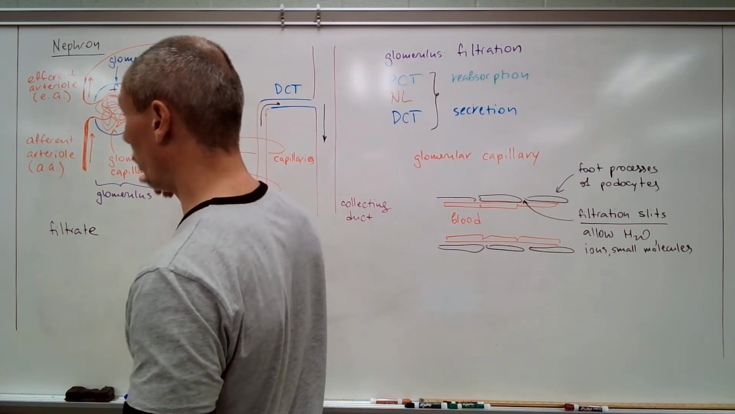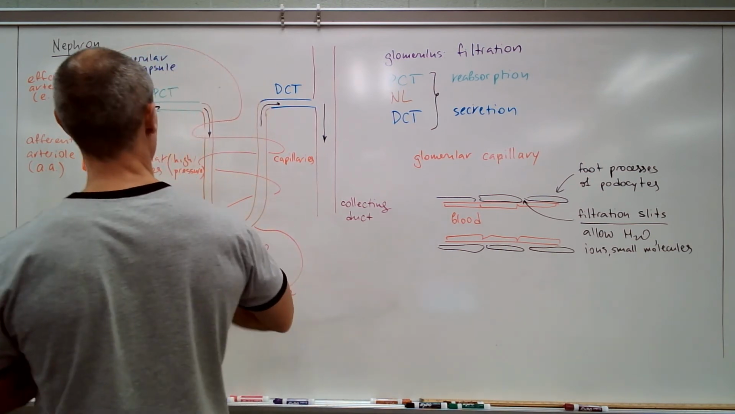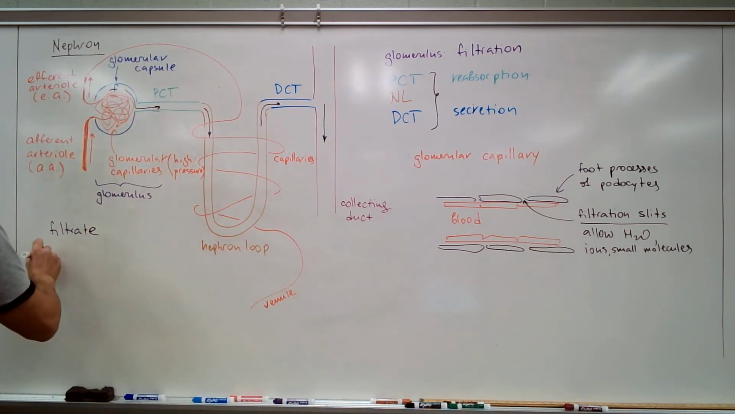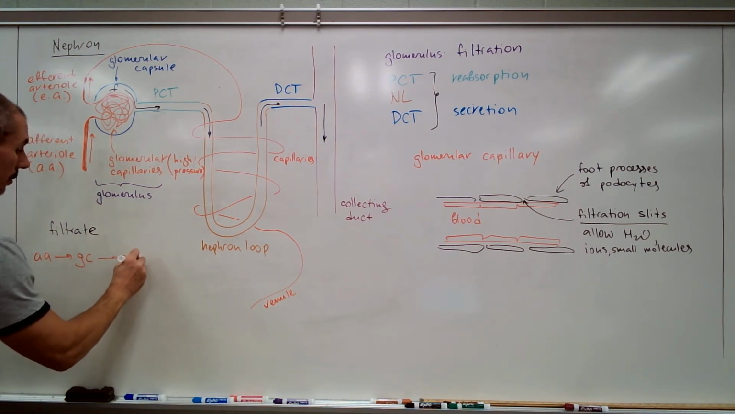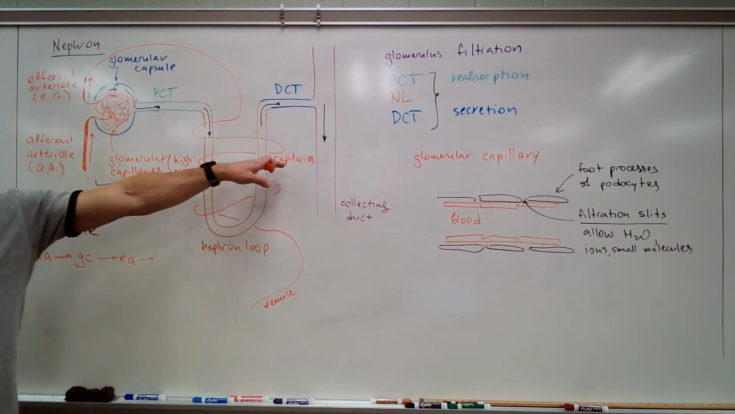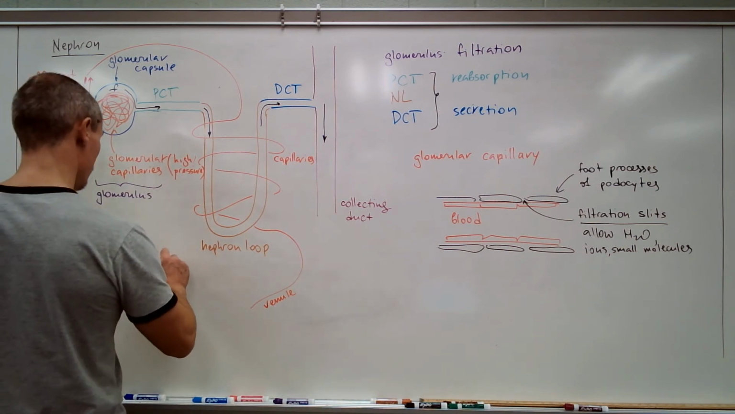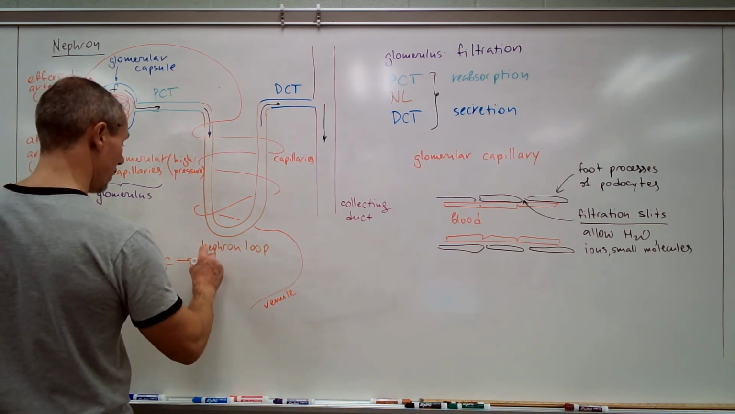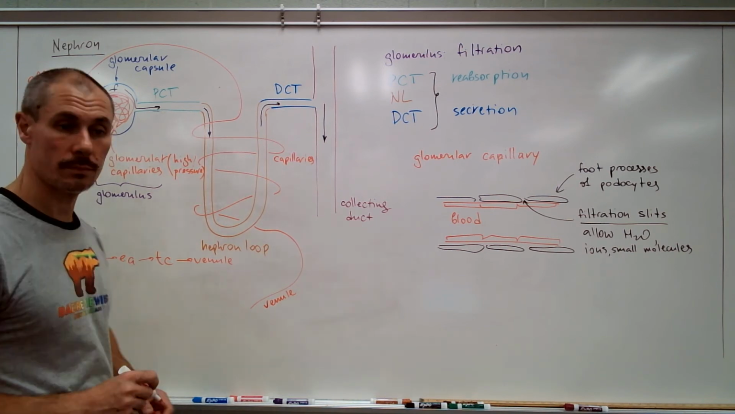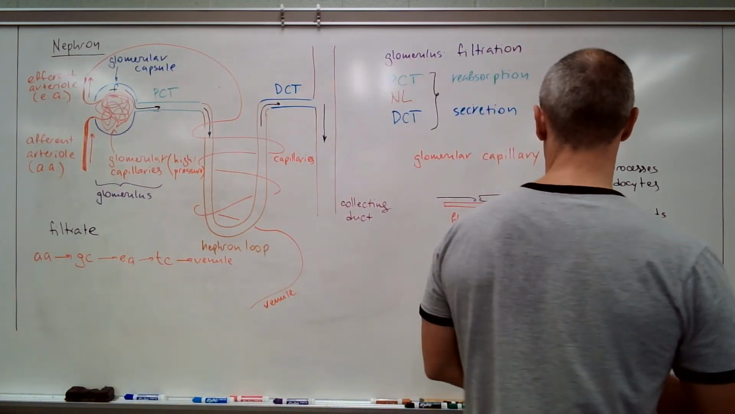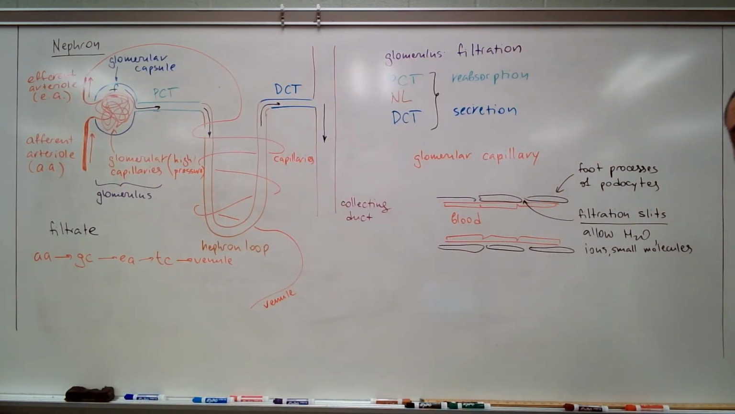So essentially for the blood, the path goes like this. Afferent arteriole, glomerular capillaries, efferent arteriole, tubular capillaries, venule. Am I making sense right now?